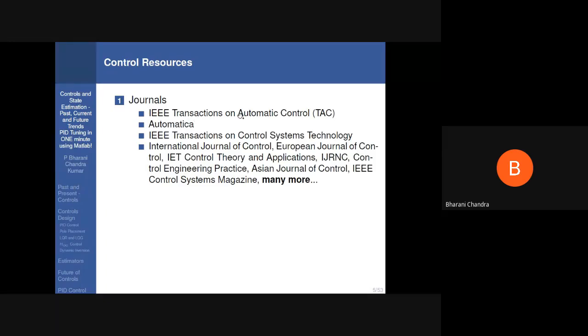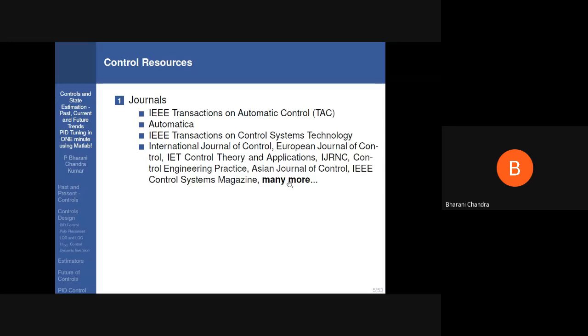So the IEEE Transactions on Automatic Control, which is in general called TAC or ITAC, Automatica, IEEE Transactions on Control Systems Technology, and IEEE Control Systems Letters, which is a new journal in the last couple of years. IJC, International Journal of Control, European Journal of Control, IET Control Theory and Applications, International Journal of Robust and Nonlinear Control, Control Engineering Practice, Asian Journal of Control, IEEE Control Systems Magazine, and many more.